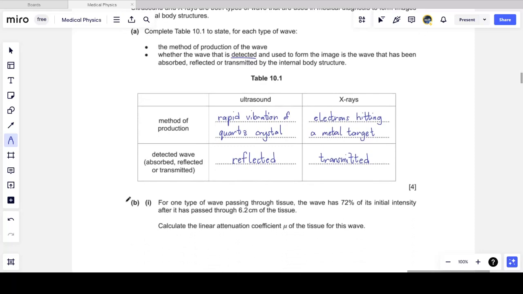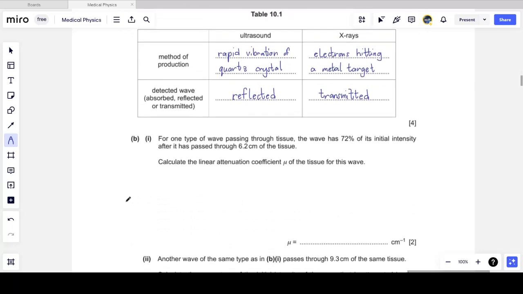And so those are a quick 4 marks, but again, we have to understand ultrasound and X-rays for this one question. We're then told that for one type of wave passing through tissue, the wave has 72% of its initial intensity after it has passed through 6.2 centimeters of the tissue. And we want to find the linear attenuation coefficient mu of the tissue for this wave.